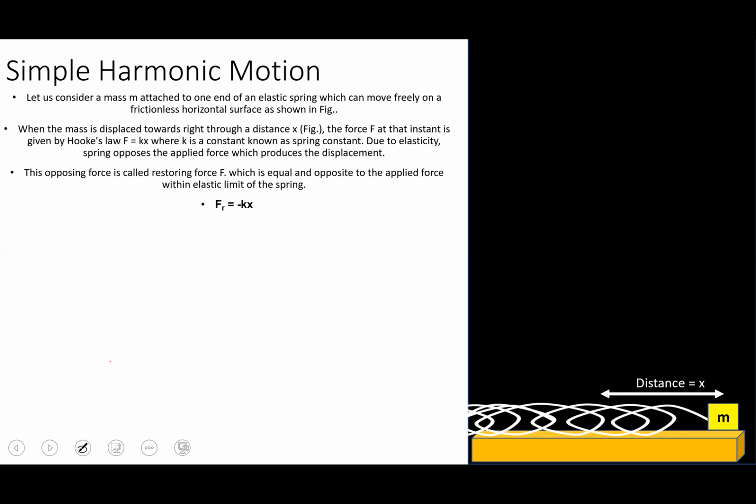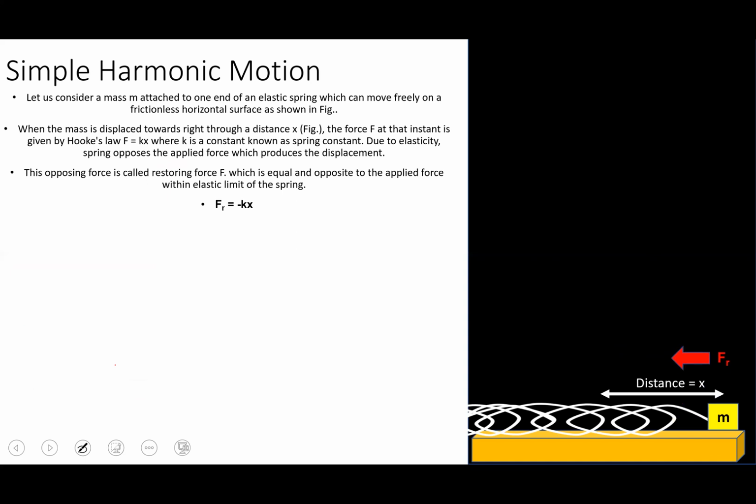The opposing force is called the restoring force. That means now the spring is applying a force on this mass, which is called the restoring force, which is equal and opposite to the applied force within the elastic limit of the spring, which is given by Hooke's law. Restoring force is equal to minus kx, where k is the spring constant, x is the displacement, and Fr is the restoring force.